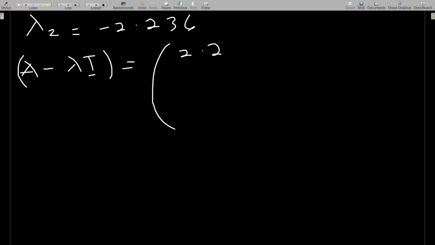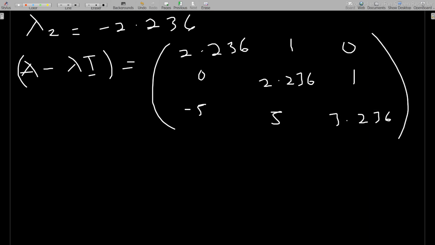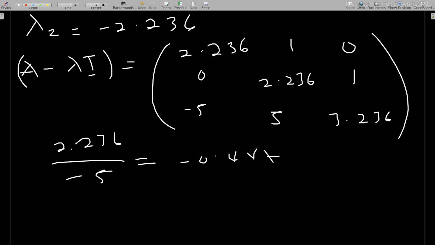Wherever you see lambda, you put it there in the A minus lambda I equation. Okay, 2.236, 1, 0, then 0, negative 5, 2.236, then 5, 1, 3.236. So like I did, if you want to reduce this, what you have to do is just divide the first entry, 2.236, by negative 5, and you get something. Okay, you get negative 0.4472. Let me do it well.